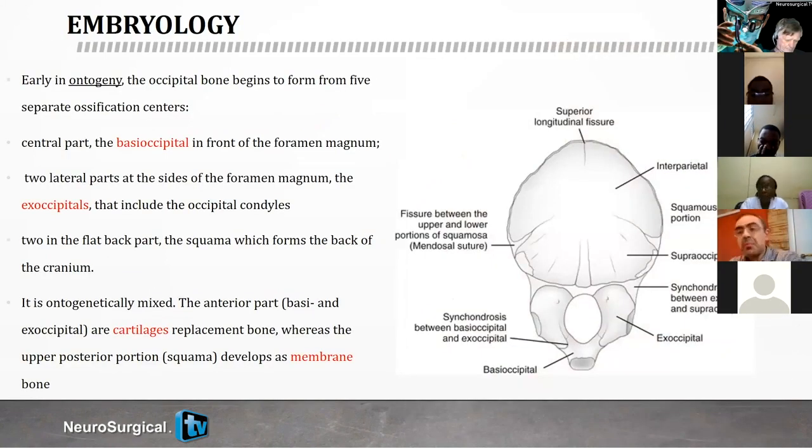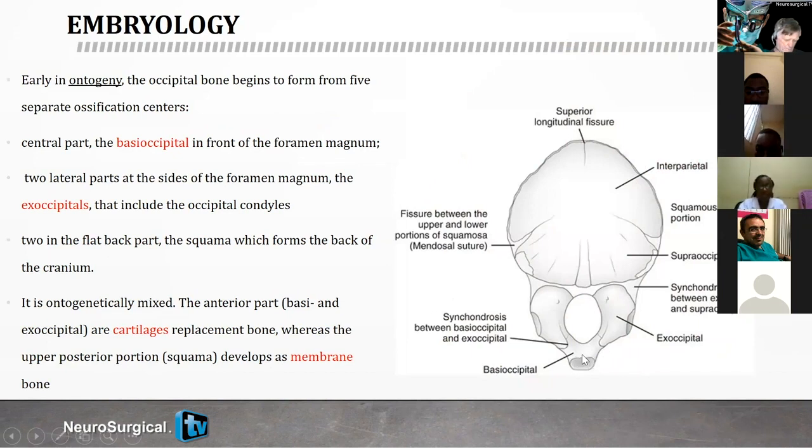To talk about its embryology, we'll say that in early ontogeny, the occipital bone begins to form from 5 bones. We have a central part, which is the basioccipital. I don't know if everybody is seeing my cursor.